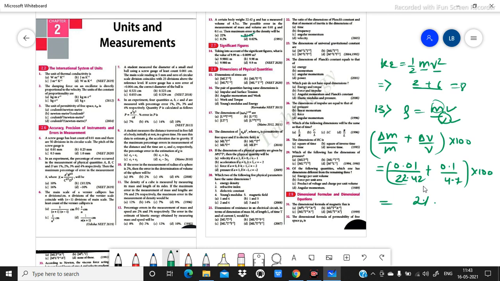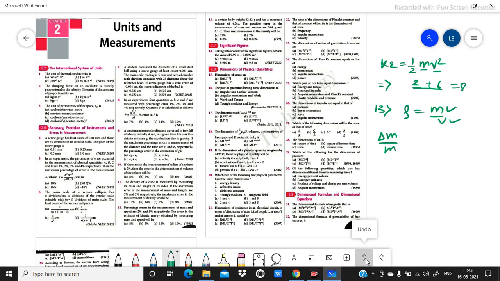So now the significant figures. It was asked in 2020 NEET, taking into account the significant figures, what is the value of 9.99 minus 0.0099 meters. For this you have to remember the rules of significant figures. There are several assumptions we are making during determination of significant figures. So you have to remember all these. Here I am going directly to the answer.